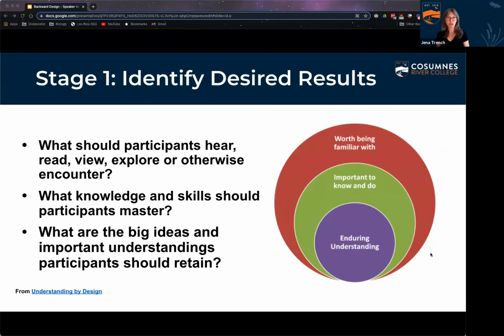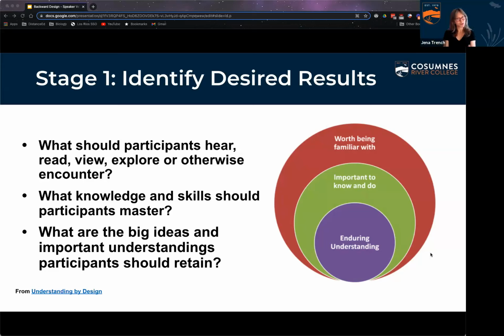And then we also want to make sure that we're clear with ourselves and with our students what is important for them to know and to do. What knowledge and skills should they master or have when they leave our course? Those are often the ones that are in the learning outcomes. And then this is where the significant learning comes into play, I think: what are the big ideas? What are the important understandings, the enduring understandings, that participants should retain that they can then take outside of that particular curriculum and apply to other aspects of their academic, personal, or professional lives?